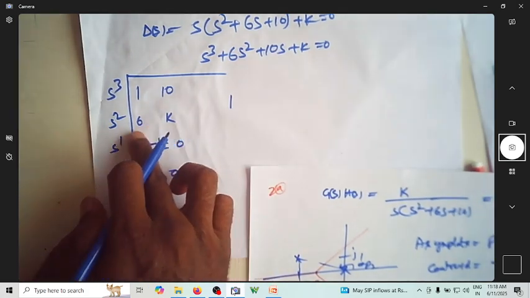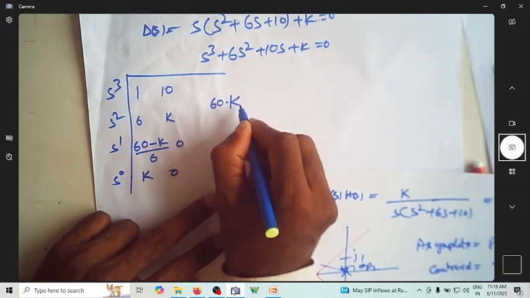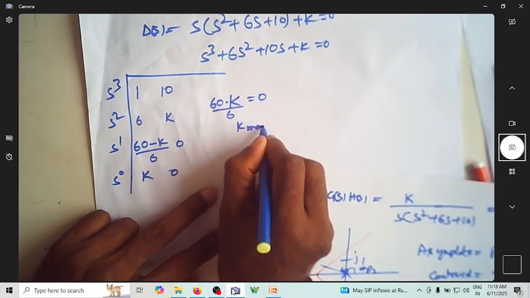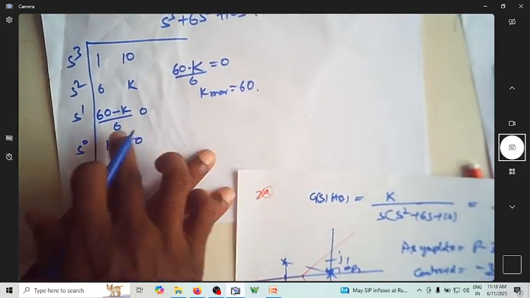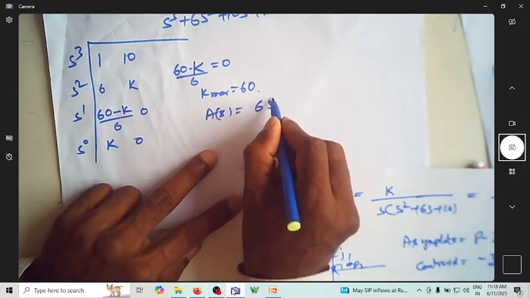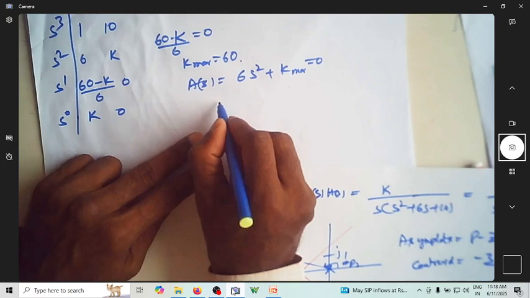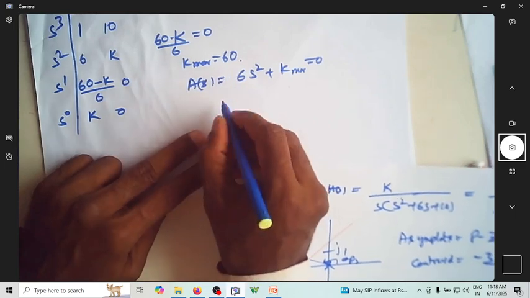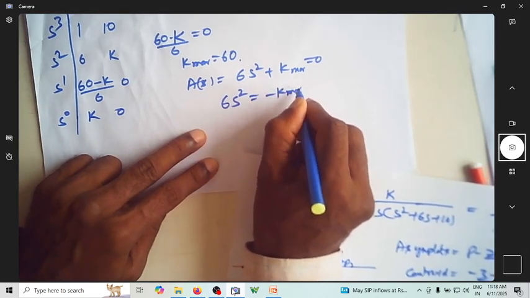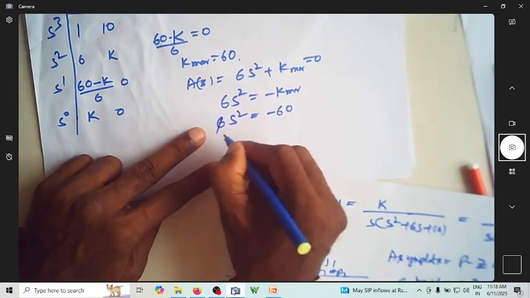So there is a possibility that this can become 0. So 60 minus k equal to 0 is a possibility. Then k margin is 60. That is a possibility of the auxiliary equation. So the auxiliary equation is 6s square plus k margin equals 0. Then what are the roots of the auxiliary equation? 6s square is equal to minus k margin, which is nothing but minus of 60.